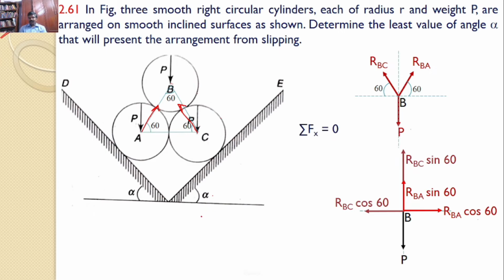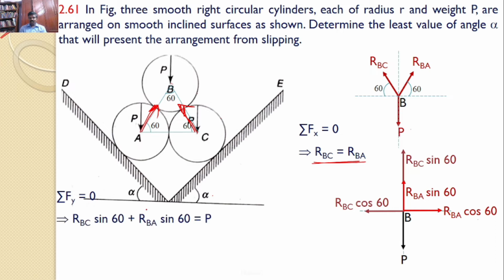Now by applying the equilibrium equation, sigma Fx is equal to 0, R_BA cos 60 is equal to R_BC cos 60, or you can say R_BC is equal to R_BA. So this reaction force is equal to this reaction force. Next, sigma Fy is equal to 0. Two forces act in the upward direction, one force acts in the downward direction. So R_BC sin 60 plus R_BA sin 60 is equal to P. We know that R_BC is equal to R_BA. Substituting here, 2 R_BC sin 60 is equal to P, or R_BC is equal to R_BA is equal to P by root 3. Let us use these reactions in calculating the value of alpha.